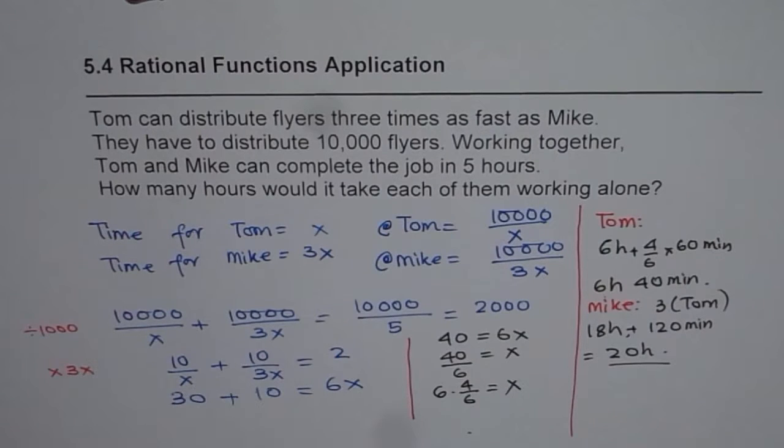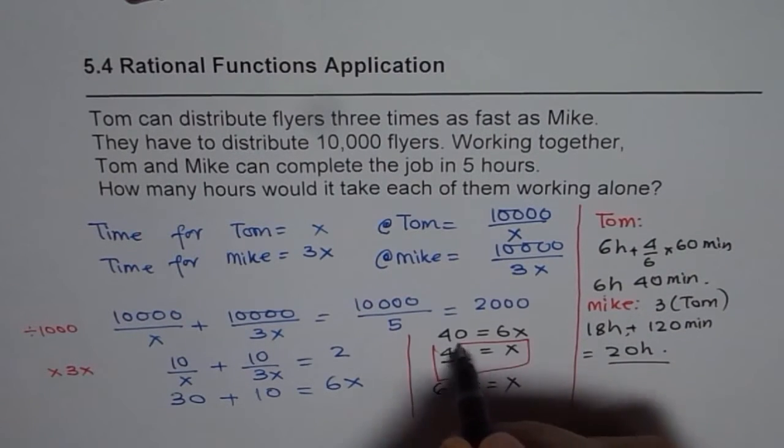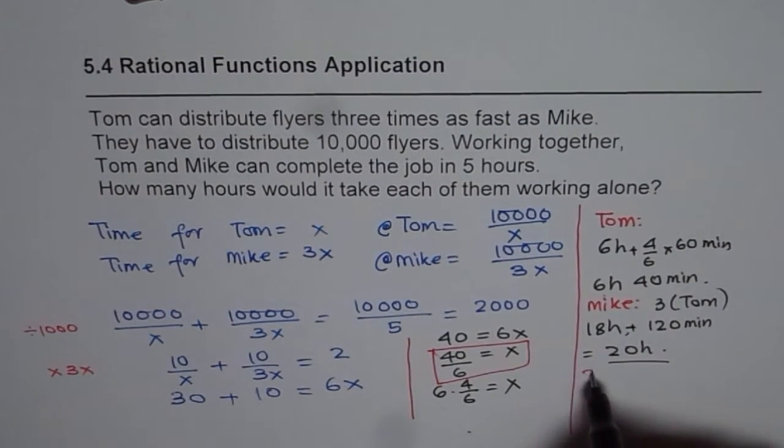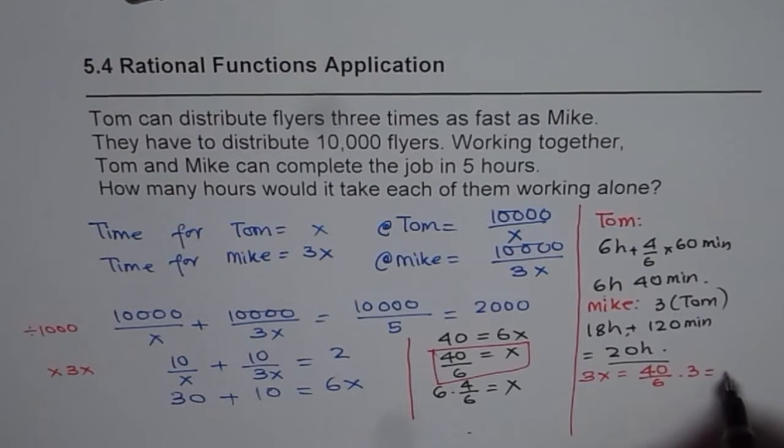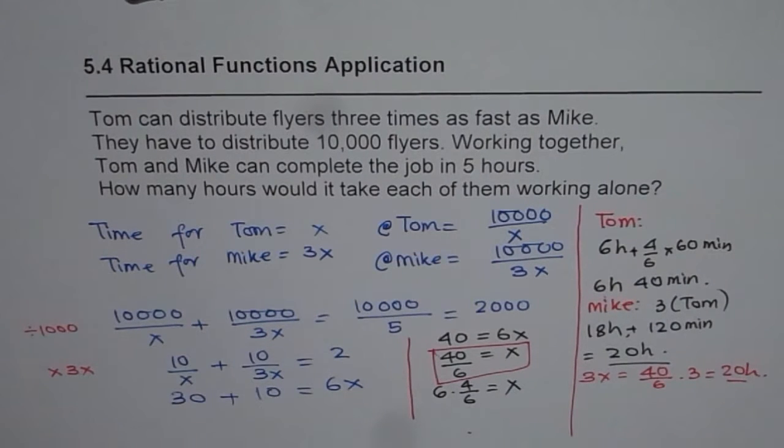So we can also use this part. x is this much, 3x will be equal to 40 over 6 times 3, correct? Which gives us 20. So 20 hours for Mike. So that is how we can solve this particular question.